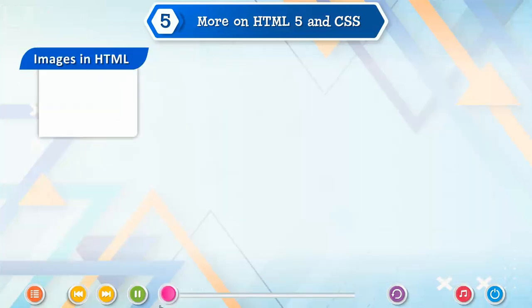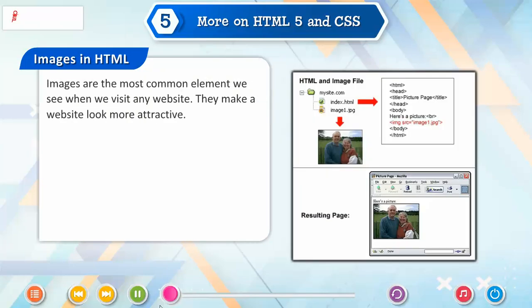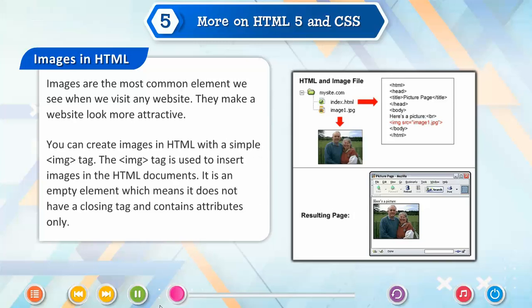Images in HTML. Images are the most common element we see when we visit any website. They make a website look more attractive. You can create images in HTML with a simple image tag, the IMG tag. The IMG tag is used to insert images in HTML documents.